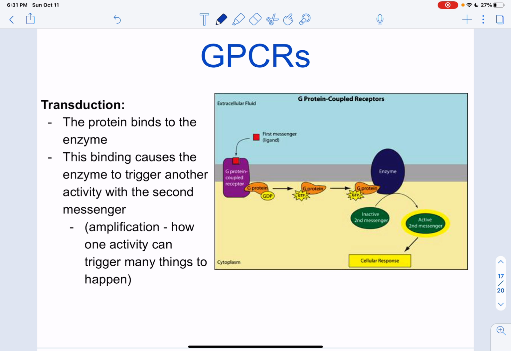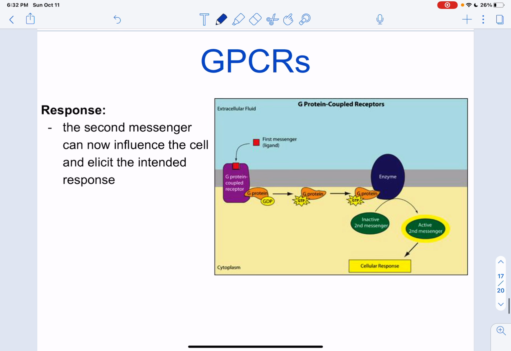The G protein is now activated and is now going to move towards the enzyme. And when that protein binds with the enzyme, it's going to cause the enzyme to trigger another reaction, and it's going to cause the secondary messengers to actually become active. It's going to activate them. And what's happening here is that we're amplifying the reaction. How one reaction can trigger another reaction. And so this is activating several secondary messengers.